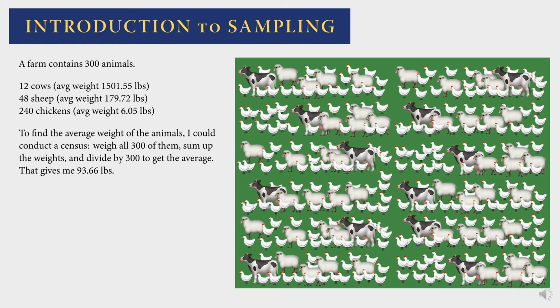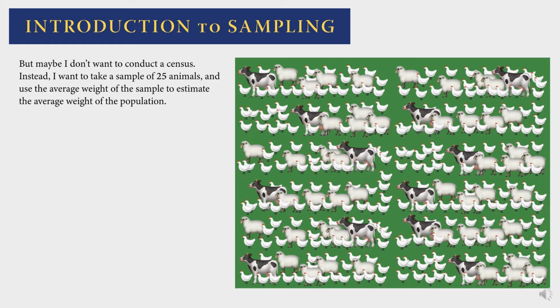Doing that gives a population mean of 93.66 pounds. And remember, the population mean is a parameter, not a statistic. But usually it's not feasible to take a census, so we have to estimate the parameter with a statistic. We'll take a sample, find the sample mean, and use that as an estimate of the population mean. The question is, how good of an estimate do we get?